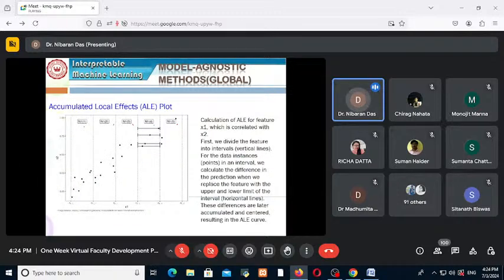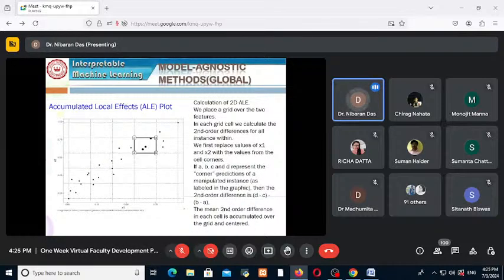Calculation of ALE for feature x1, which is correlated with x2: first, we divide the feature into intervals, with vertical lines for the data instance points in an interval. We calculate the difference in the prediction when we replace the feature with the upper and lower limit of the interval. These differences are later accumulated and centered, resulting in the ALE curve.